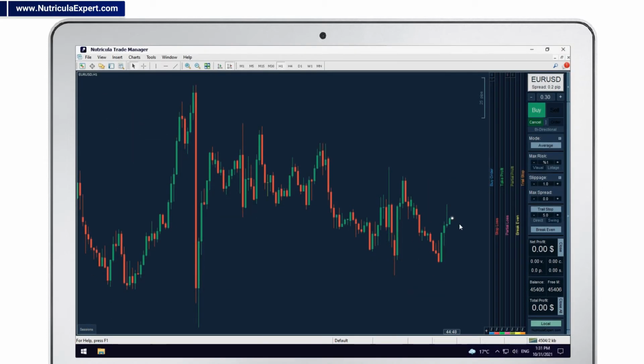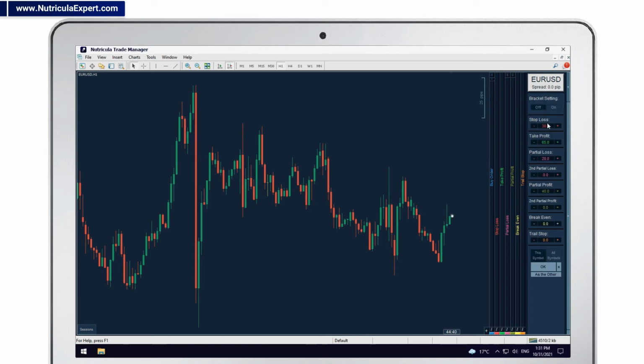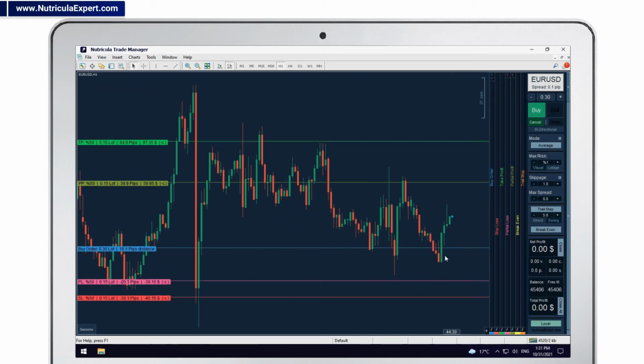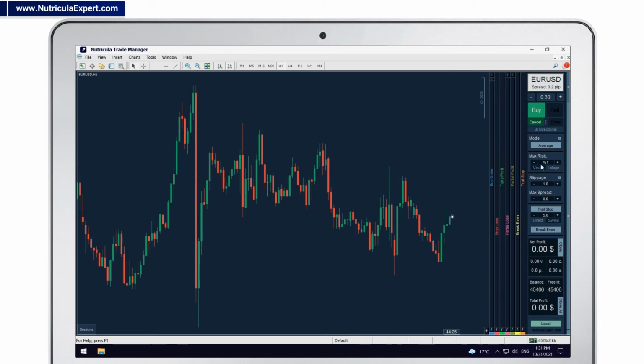What? Because you're a scalper, you don't have the time to set SL and TP for all your too many positions? Well, Nutricula supports bracket orders too. With the bracket order, you can set default values for all the lines we talked about. After that, whenever a position is opened, its SL, TP, and the other lines will be automatically placed too.